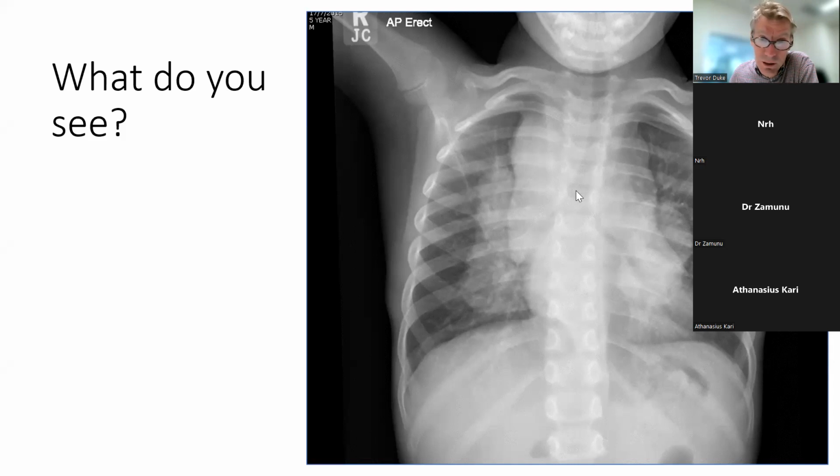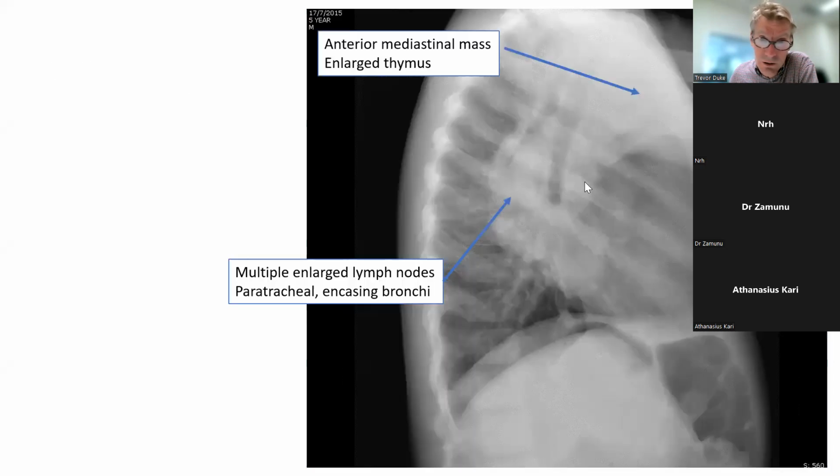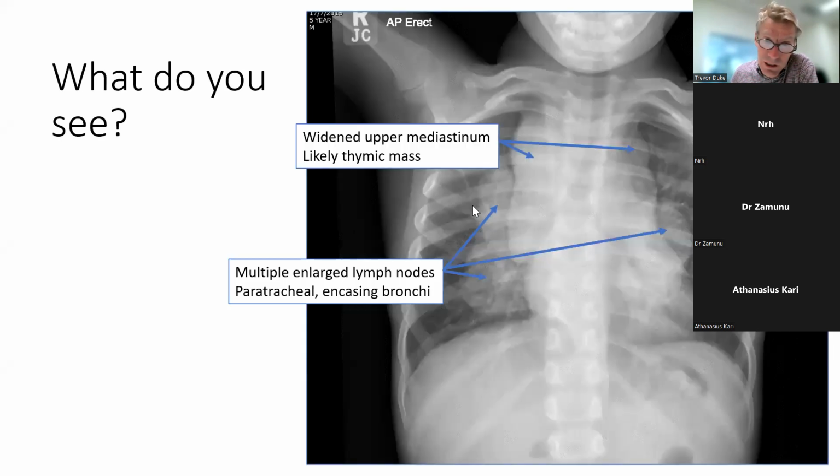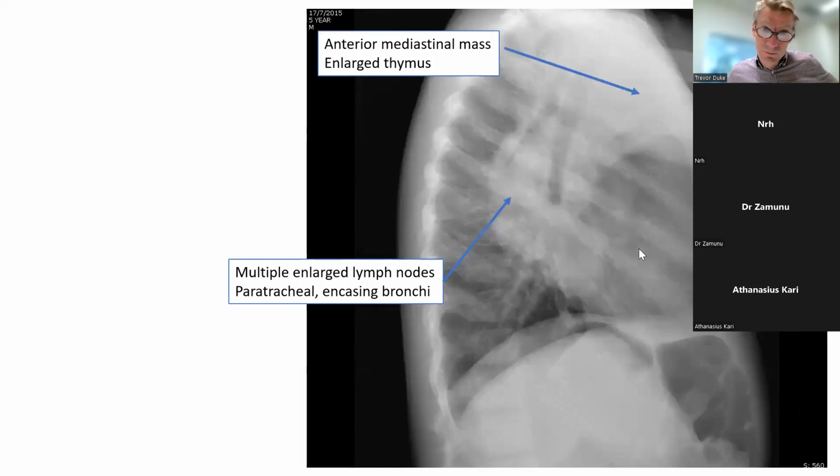So this boy went on to have a CT scan, and he had a lateral chest X-ray too, and you can see also these areas are large lymph nodes. They're sort of larger than what you'd expect to see in a child with TB. So you might think, well, paratracheal and perihilar lymphadenopathy could be TB, but it doesn't look like the rest of his lungs have got TB. It doesn't look like any major consolidation or anything. So these are very, very big lymph nodes, and they're surrounding the bronchi. When you've got lymph nodes like this, they can cause obstruction to the bronchi and cause quite marked wheeze.